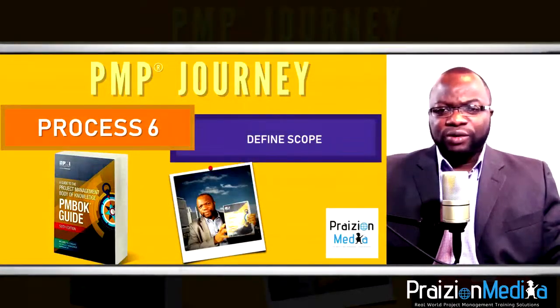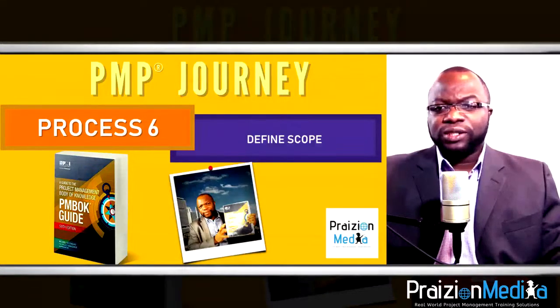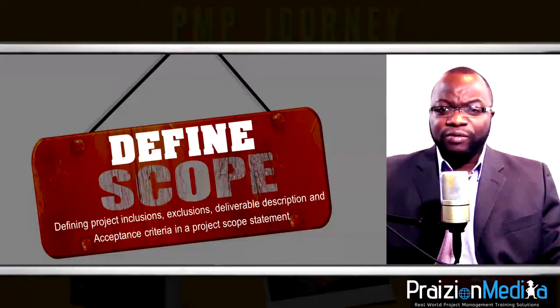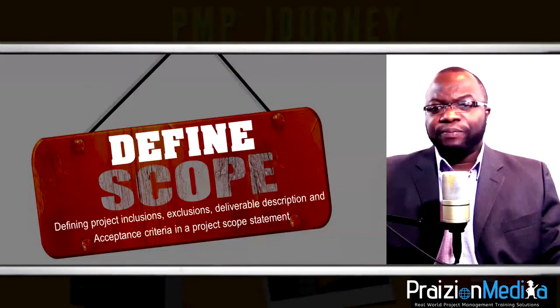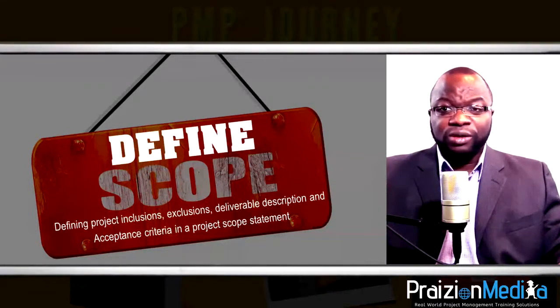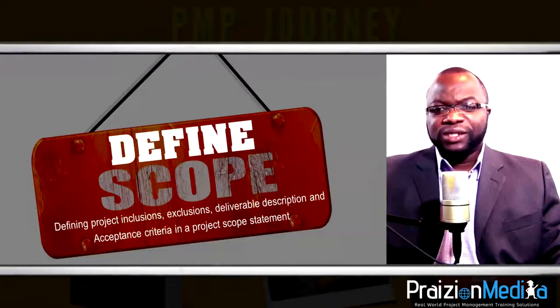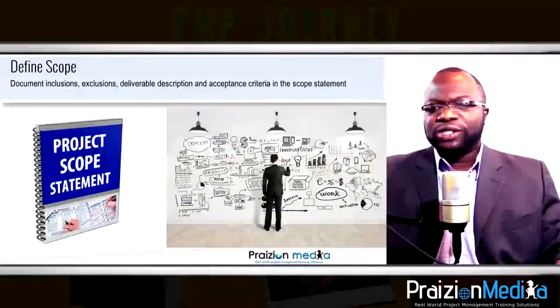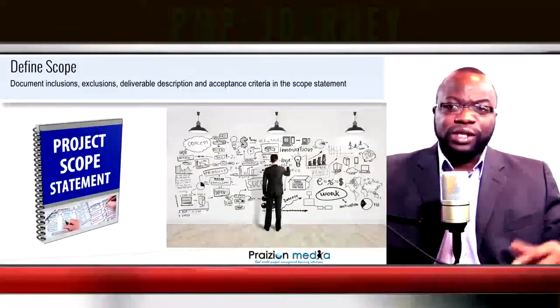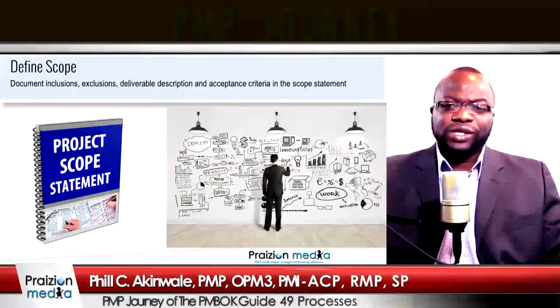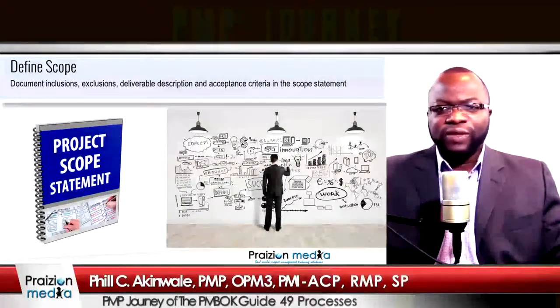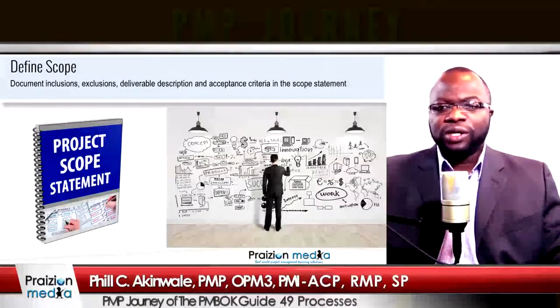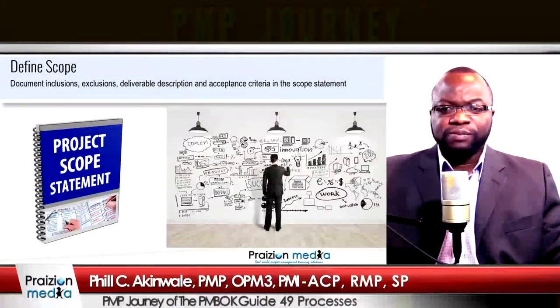Process 6, define scope. Once we understand what the customer wants, we need to define the parameters of the project. We then have a better idea of what is in the project and what is not in the project. What by default needs to be done to get to that end game, that end state that we're looking for. We call that define scope. So we want to define inclusions, exclusions, deliverable description, deliverable acceptance criteria, and so on. And we can put all of this into a document called the project scope statement.